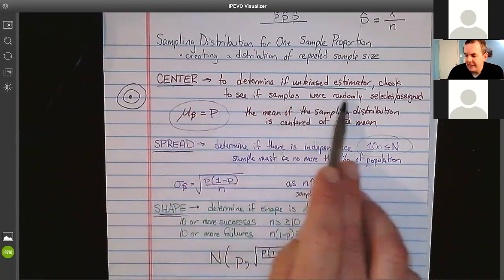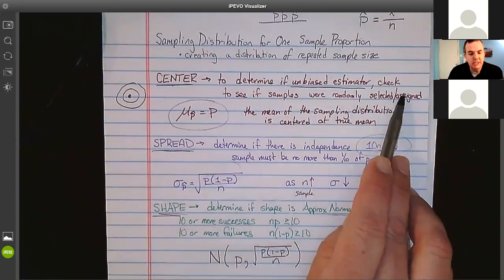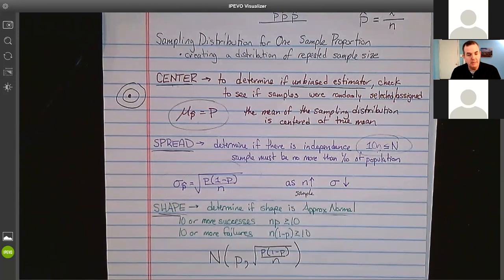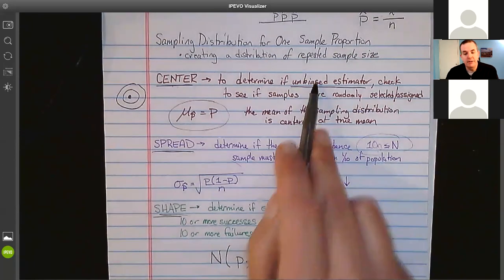The way I figured that out is I determined if things were randomly selected or randomly assigned. Somehow the process has to be random. That's the best we can do. If we do something randomly, we can then say we have an unbiased estimator.